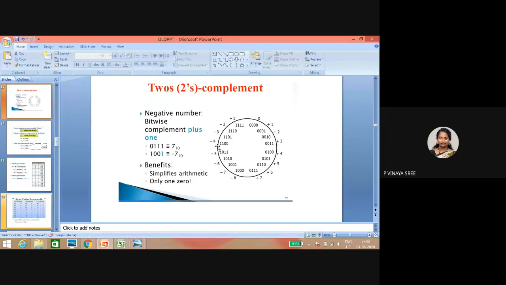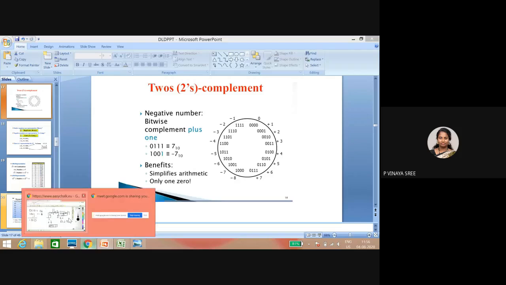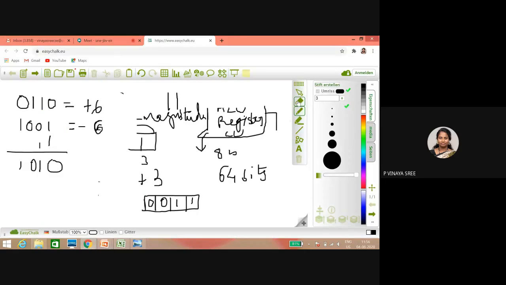Now, can you see the range here? Minus 8 to plus 7. Why is there one more? Because one more negative, 1 0 0 0, is there, ma'am. Yes. So let me go for zero representation so that you can understand clearly.